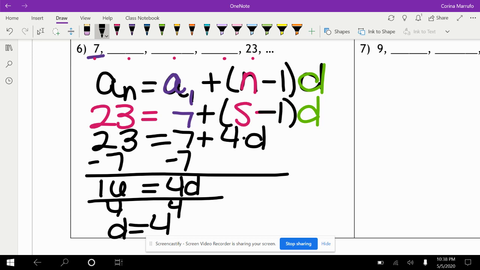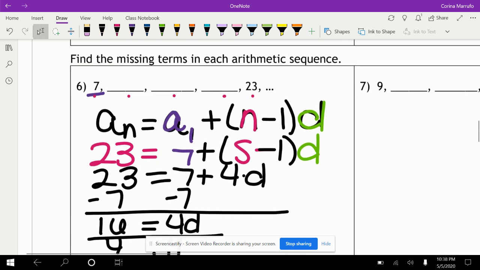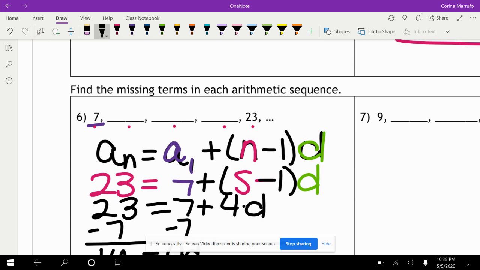So now we know our common difference. 7 plus 4 gives us 11. Plus 4 gives us 15. Plus 4 gives us 19. Plus another 4 gives us 23.